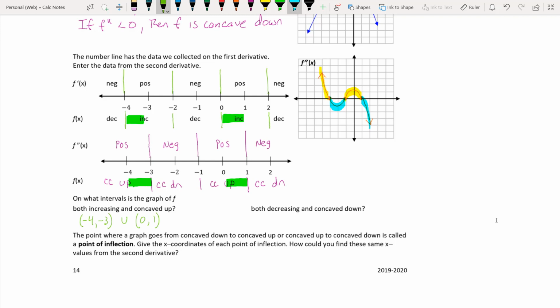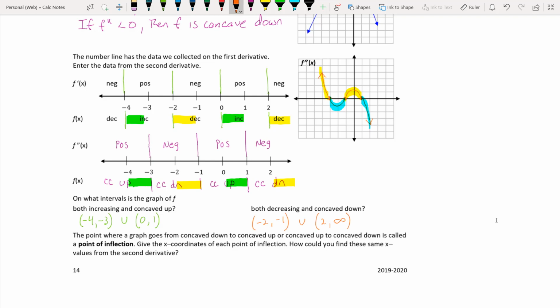Decreasing and concave down. Okay, so I've got to be careful here. I need a good color here. We'll just use yellow. Decreasing and concave down. So where is f decreasing? Negative 2 to negative 1, decreasing, concave down. And 2 to infinity, decreasing, concave down. All right, so we would have negative 2 to negative 1 and 2 to infinity.